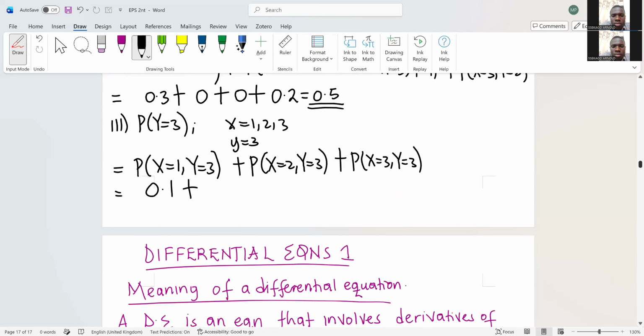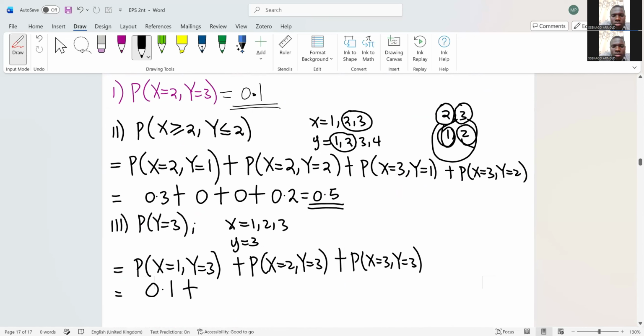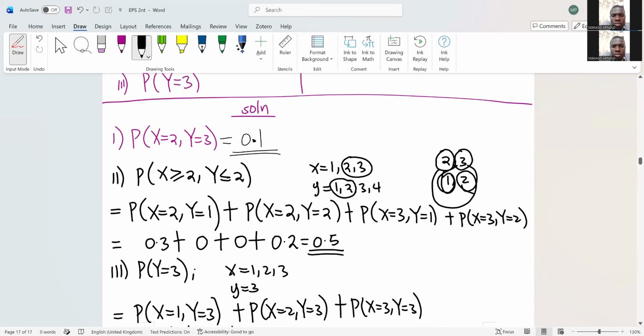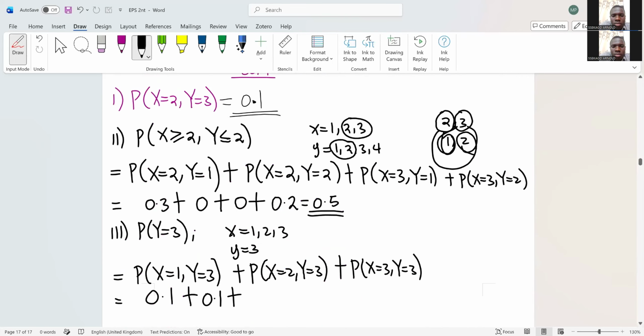Then plus x is 3, y is 3. Corresponding both of them there, we obtain 0. So this is 0. And summing all that information, you get 0.2. So that is for part Roman 3.